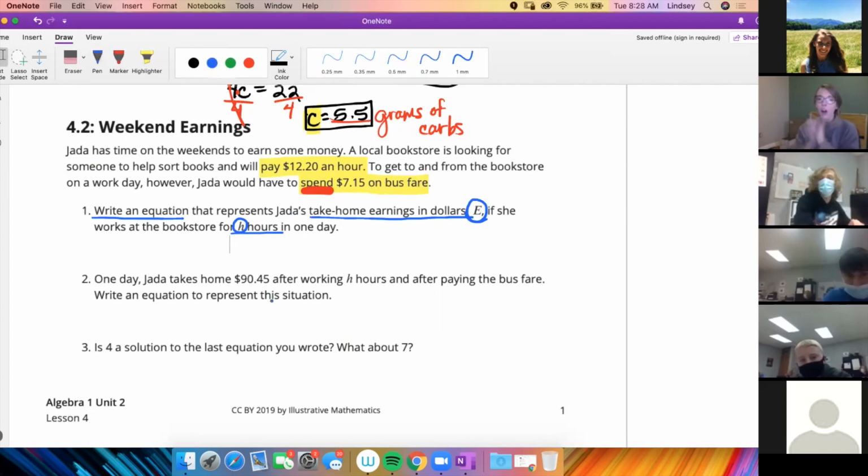So I always like to start out with, because I understand that writing equations is not the easiest skill to grasp. What I like to do is think about it as if it were me in this situation. So let's put ourselves in this situation. We just got a job and we know we're going to be making $12.20 per hour.